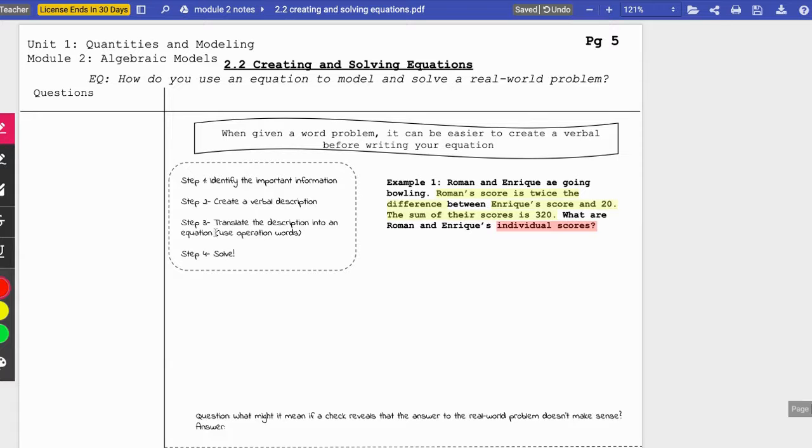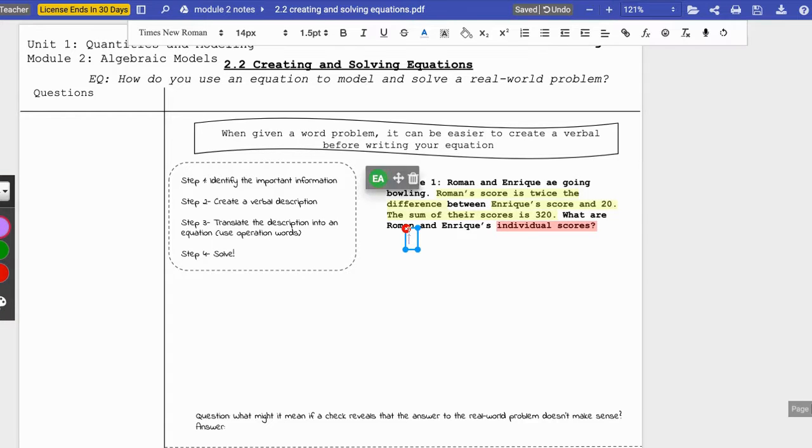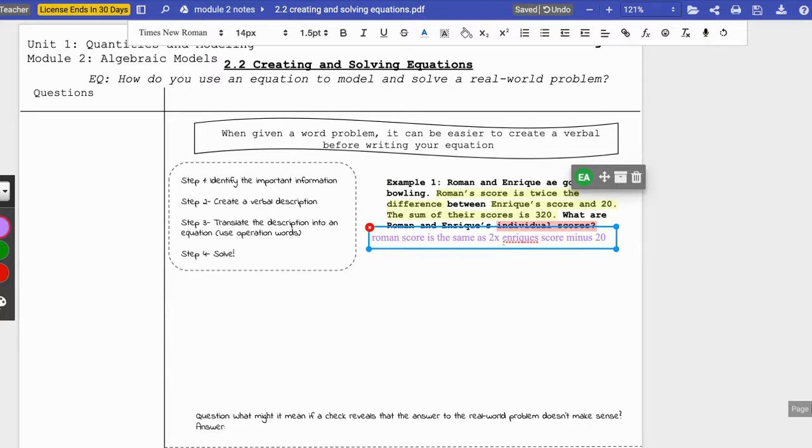There we go. So, verbal description. Well, I know Roman's score. I'm basically almost going to copy it word for word. But Roman's score is the same as 2 times Enrique's score minus 20. And the reason why I'm writing it out like that is because the way this problem is worded, it's not that straightforward. And so by writing it out like this, it's going to be easier for me to create the correct expression for Roman's score.